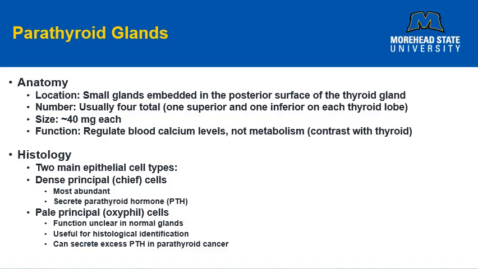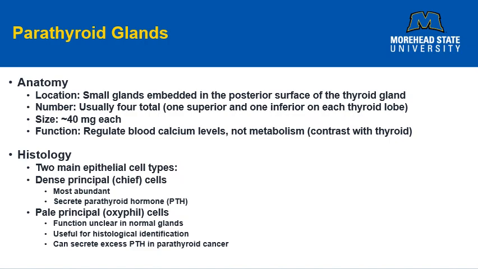It doesn't so much mess with metabolism. That's more the thyroid's job, not the parathyroid. Looking at the histological side of things, these glands have two main epithelial cell types: dense principal, also known as chief cells, and pale principal, also known as oxyphil cells. Dense principal cells are the most abundant, and they secrete parathyroid hormone, also known as PTH.